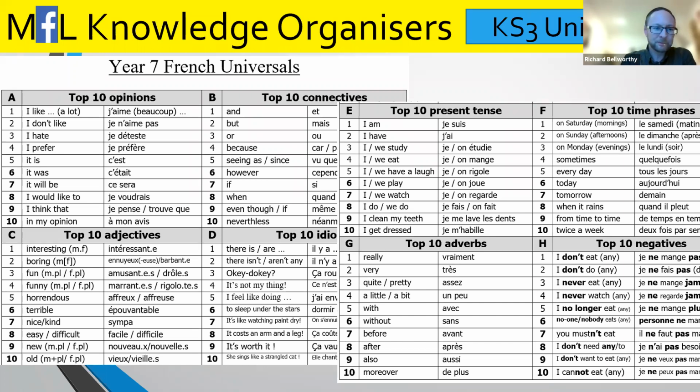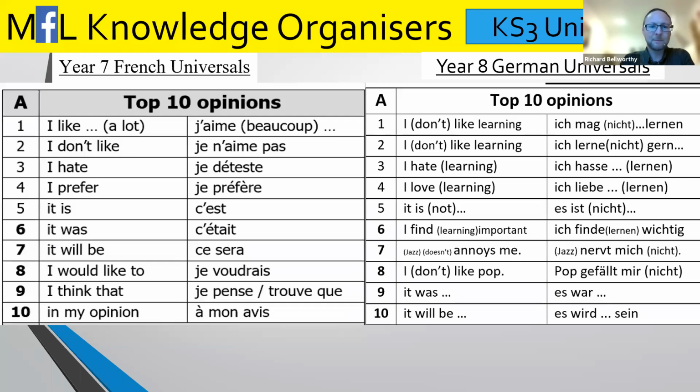This is for year 7. So yes, we do teach them high level stuff. Okay, let me break that down and compare year 7 French with our first year German students. We do exactly the same in both languages, more or less, as you can see there. And you'll notice that we've introduced three tenses there straight away in year 1.